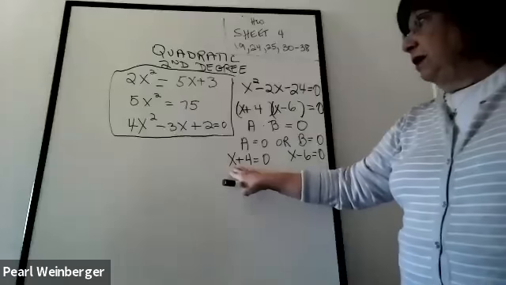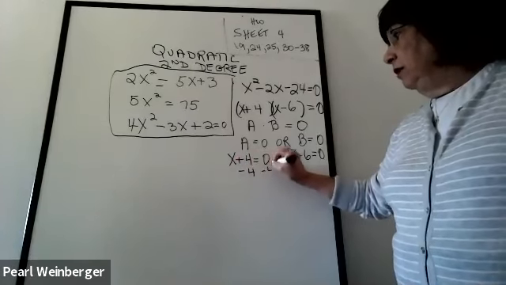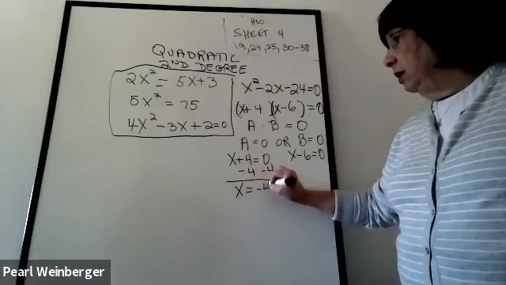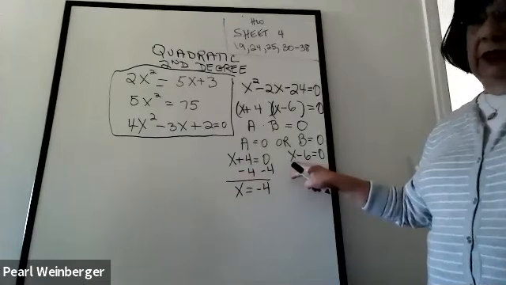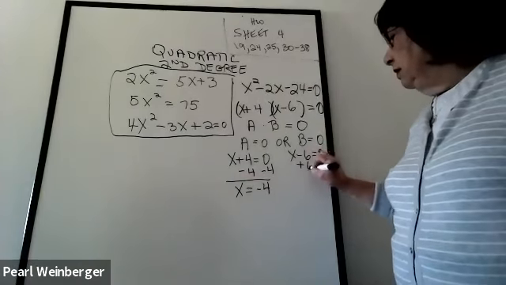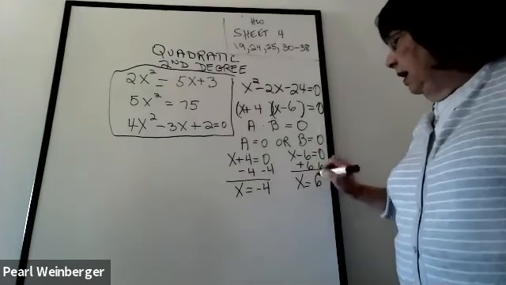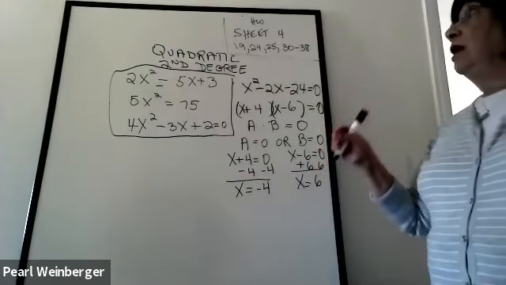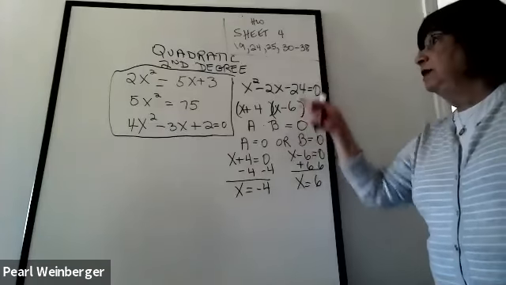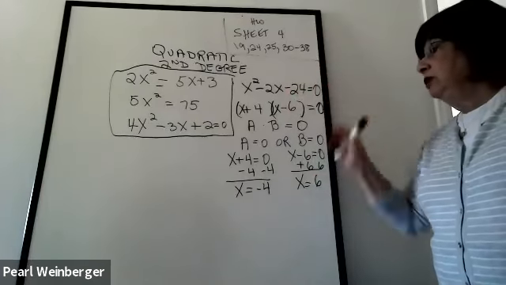Now, if x plus 4 equals 0, I can figure out what x is by bringing 4 to the other side, and I'll get x equals negative 4. If x minus 6 is 0, I can solve that by bringing the 6 to the other side, and that'll give me x equals 6. And both of these numbers are answers to my quadratic equation. Both of them, when you substitute them back into the original equation, will give you a true statement.